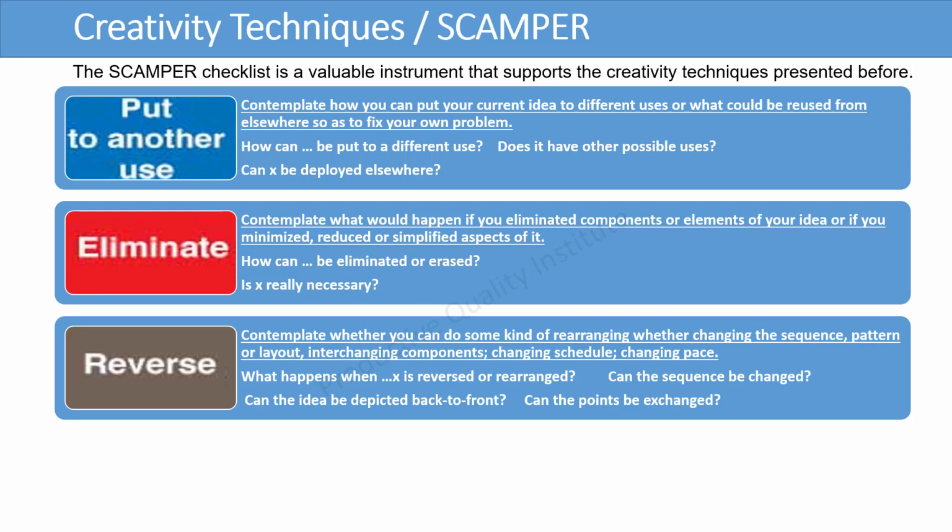Can the sequence be changed? Can the idea be depicted back to front? Can the points be exchanged?